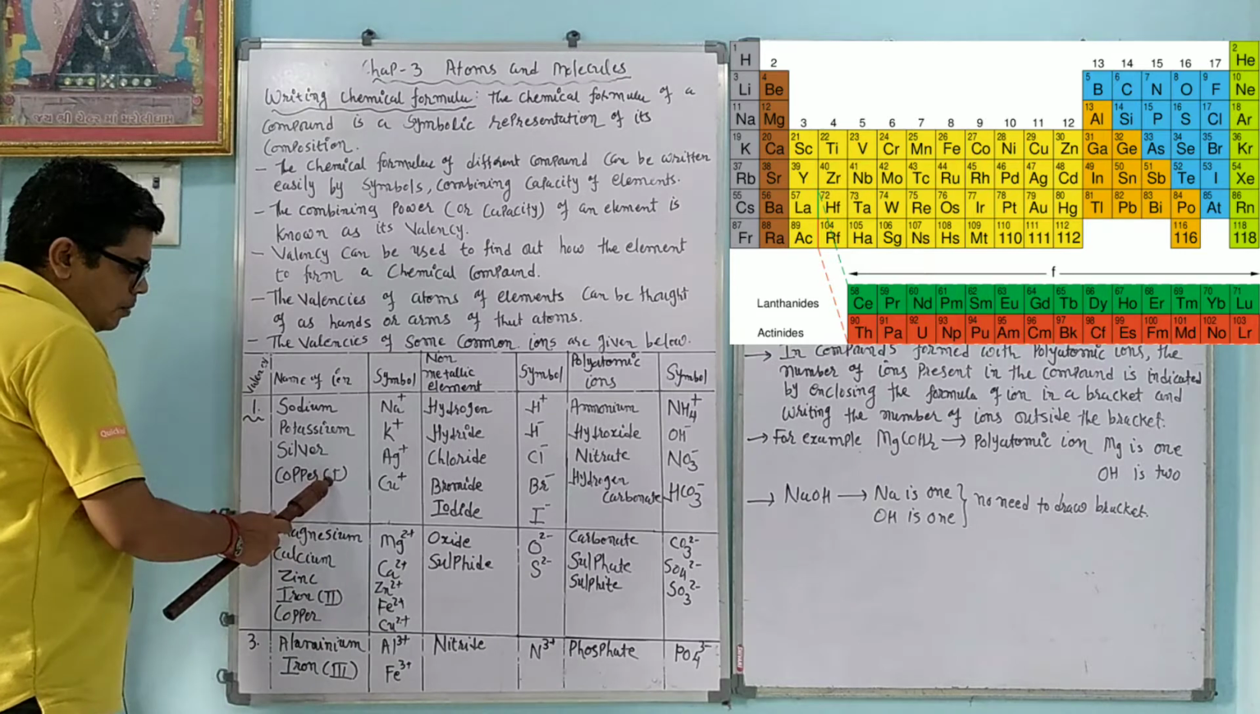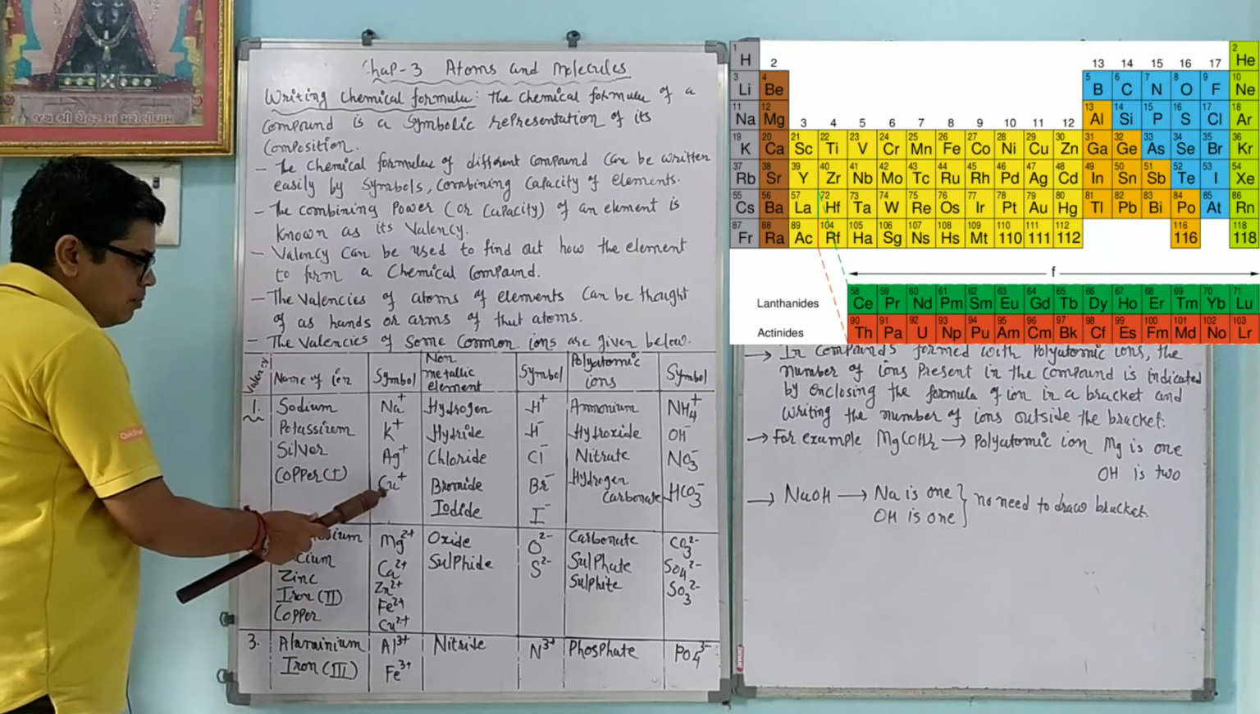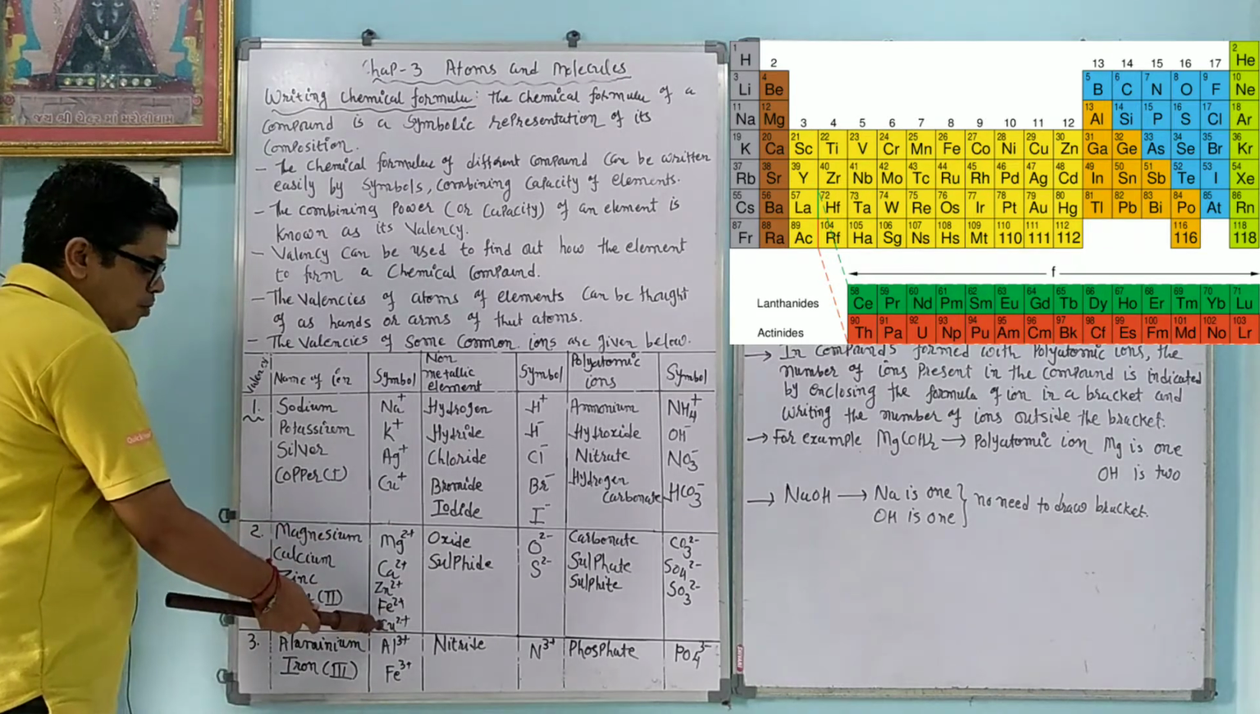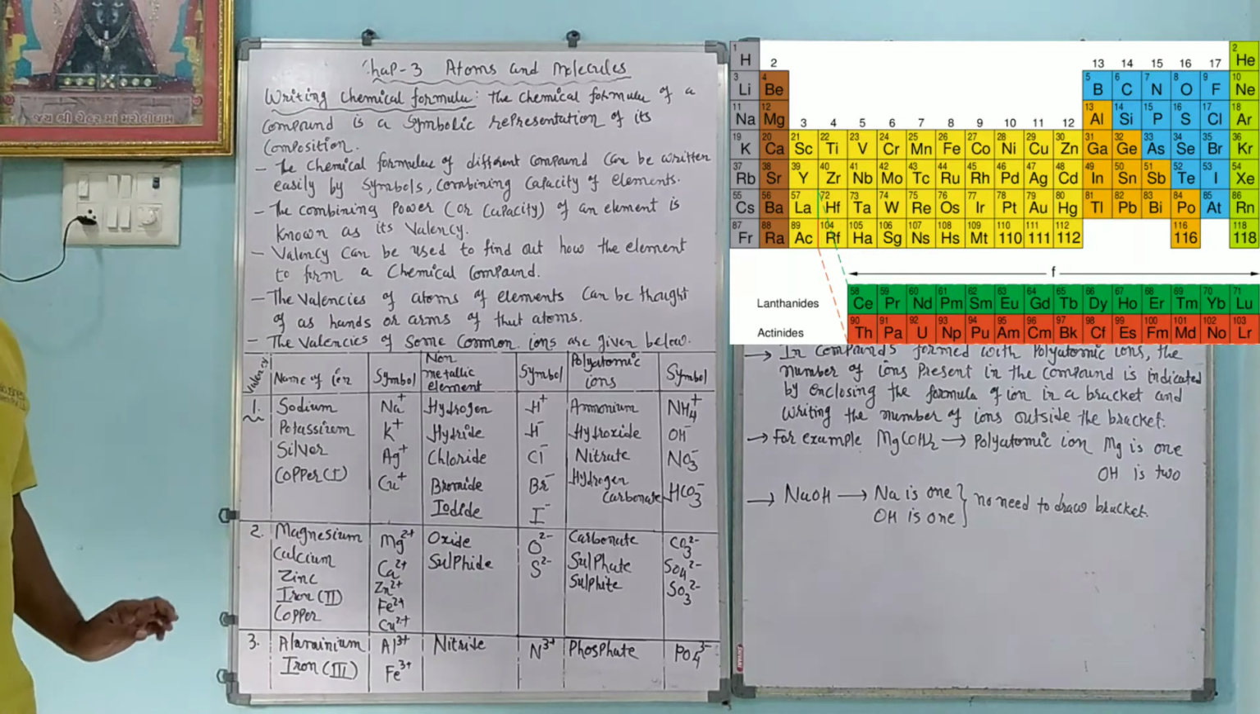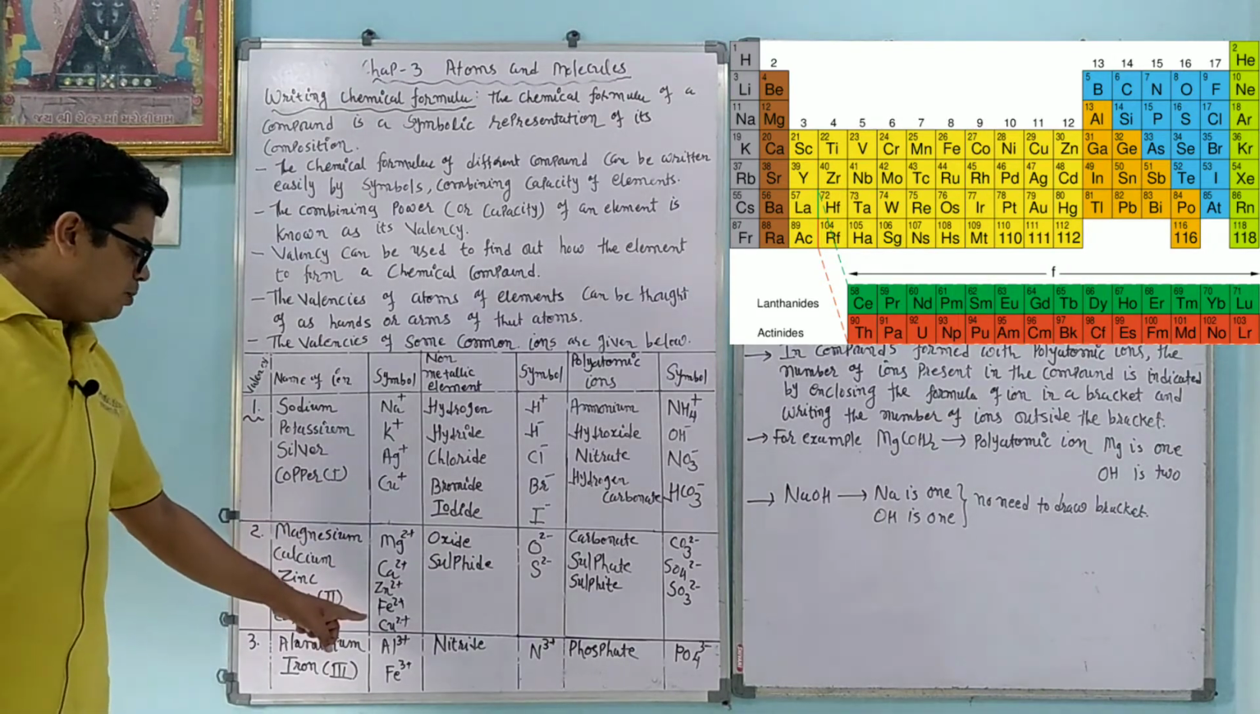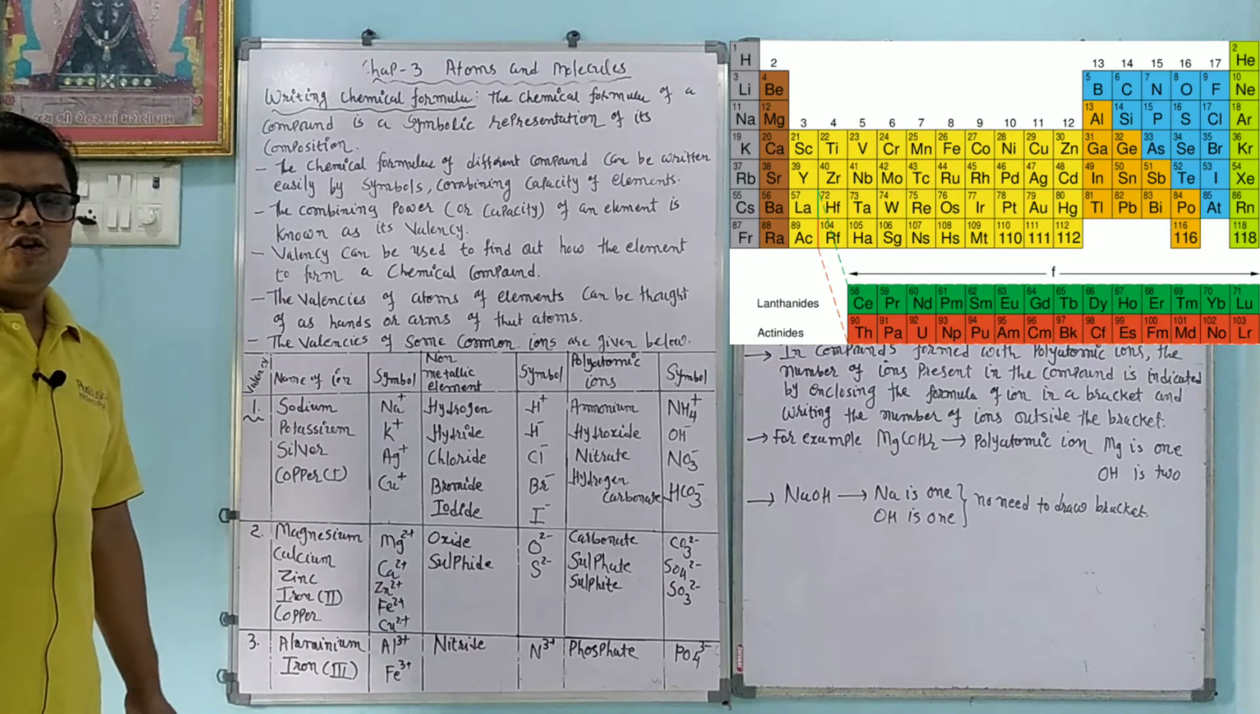Now you can see that copper has 2 forms. Cu1 plus is called cuprous and Cu2 plus is called cupric. Remember, Cu1 plus is called cuprous and Cu2 plus is called cupric.